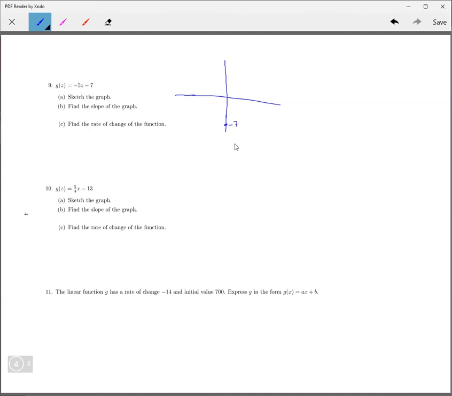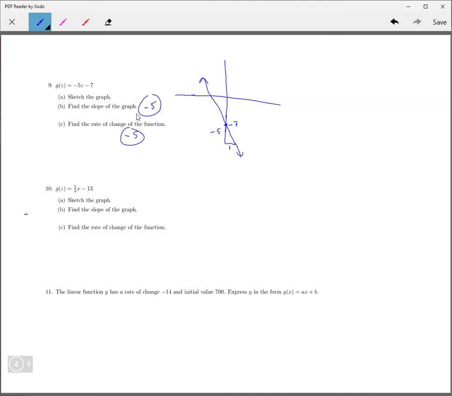Grab that first, and then incorporate the slope. As you go over 1, you're going to go down 5. Okay, so it's going to be something like this. So you go down 5 and over 1. It's basically from this point, you go down 5 over 1, and you get the slope. And so then you fill that line in. Okay, so the slope is negative 5, and the rate of change is negative 5. Those are going to be the second answers.